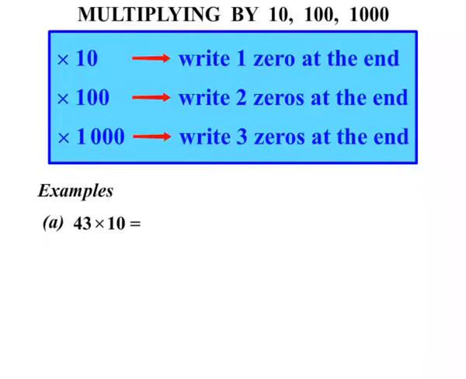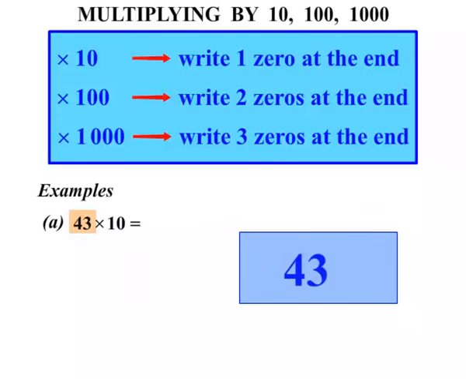Part A, 43 times 10. Well, let's start with the 43. Now we're timesing by 10. Okay, let's look up our rule. If we times by 10, we simply write 1 zero at the end. So in the end there, we're just going to write 1 zero. So our answer there is 430. Easy, very easy.